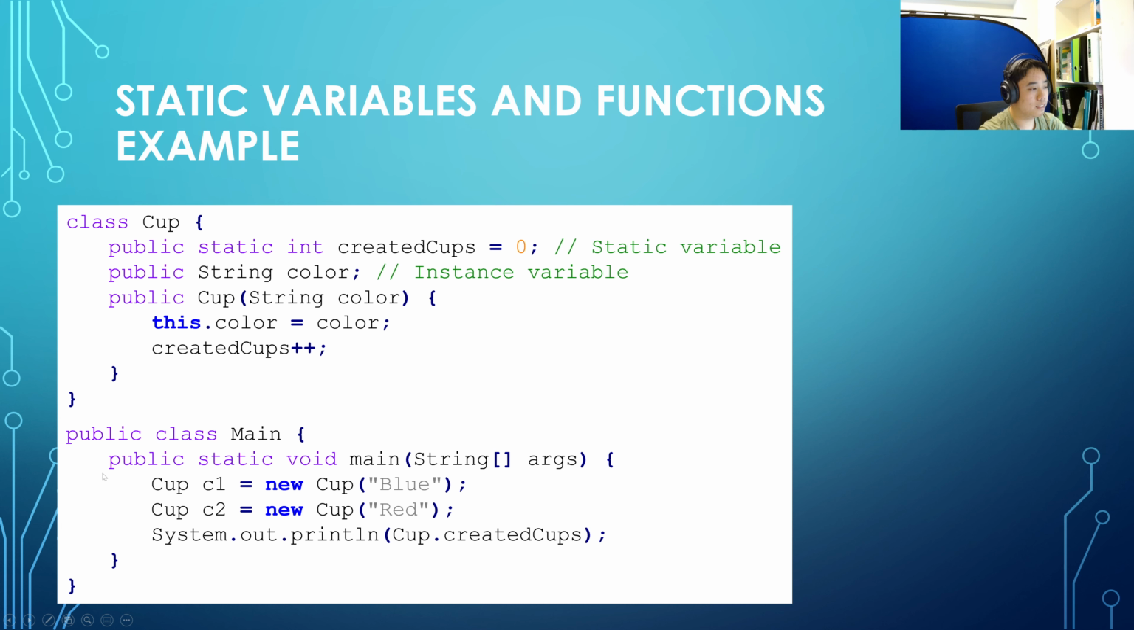We have the main method in the main class, and I created 2 cups, blue and red. And what I want to do is print out the number of created cups in the cup class. So what did I do here? I mentioned the class name and then the dot operator. We use that a lot. And then the created cups variable. Since it's public, I'm fine with that. Any questions so far?